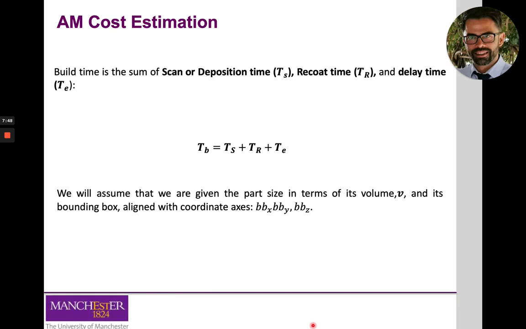Obviously, also the number of parts and the speed of the machine in terms of the printing, in terms of the recoating. So the higher the speed, the lower will be the time to build. So obviously this build time will depend very much on the type of machine that we use to produce that batch. Again, here we'll have to make some assumptions. So we will assume that normally we are given the size of the parts, specifically in terms of the volume of these parts. We'll also assume that we are given the dimensions of the bounding box, and those bounding boxes are aligned with the coordinate axis in both X, Y, and Z direction.